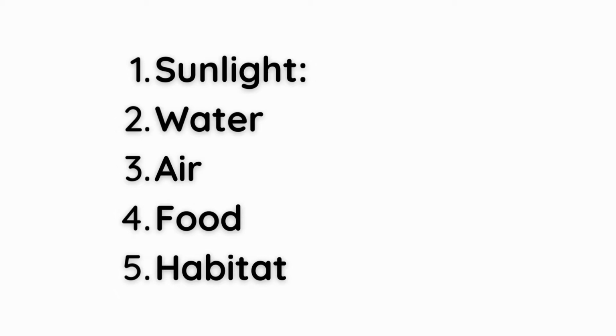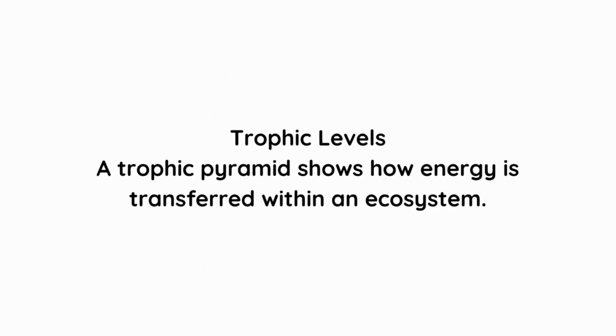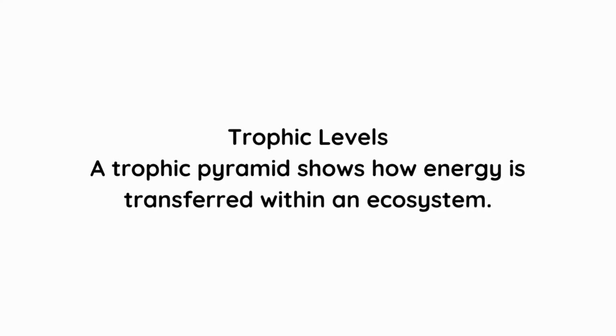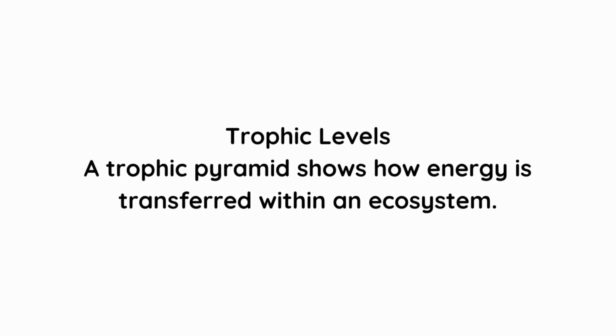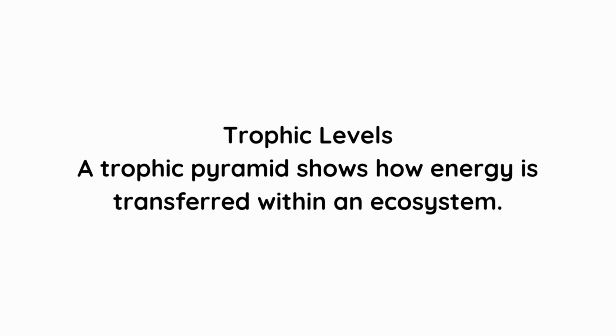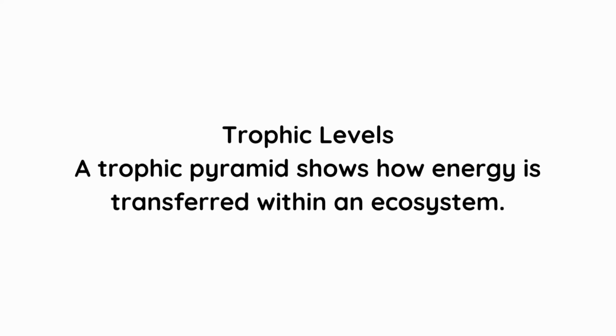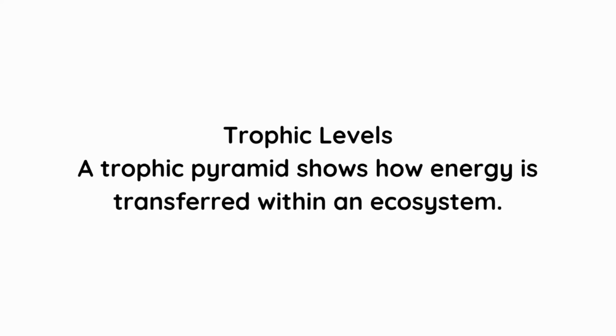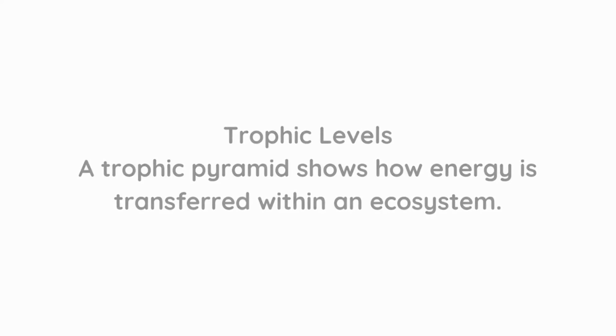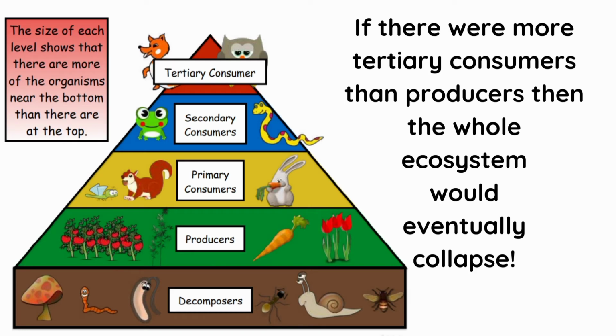So let's look at a trophic level. A trophic level is a pyramid that shows how energy is transferred within an ecosystem. I told you just now that an ecosystem consists of living and non-living things. Plants will produce food for us to eat. Other animals will eat, and then when the animals die, they will be eaten, and then they will return nutrients back to the soil and plants will use it.